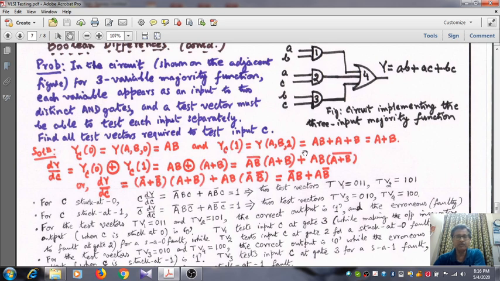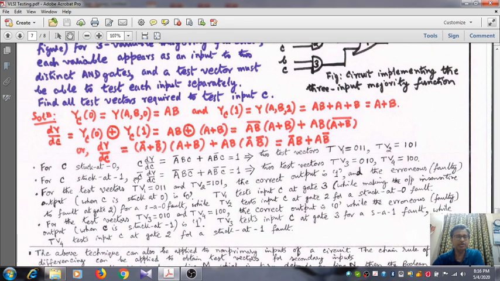And when C equal to 1, that means AB ORed with A ORed with B. So it is A ORed with B. And dy/dc equals the XOR of AB and A OR B. So you do that, you find it is A OR A bar B bar. So it is the exclusive OR of A and B.